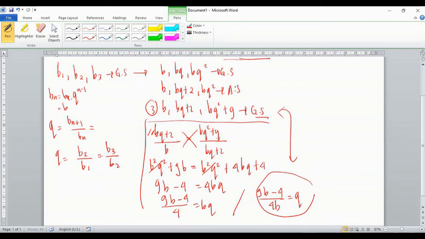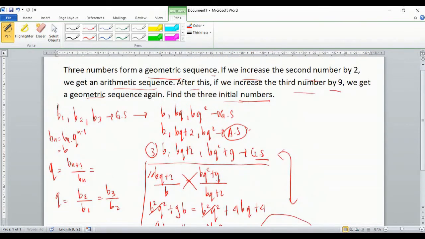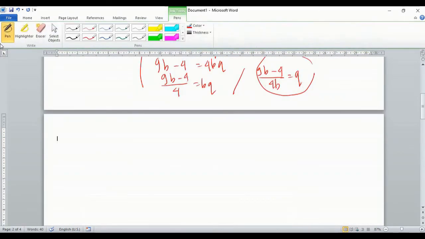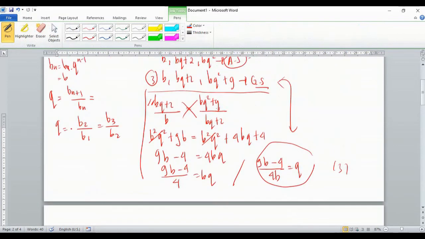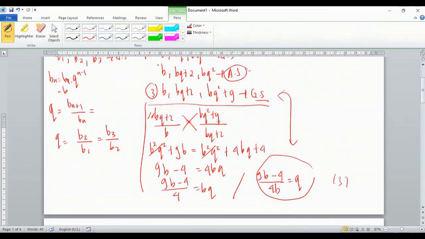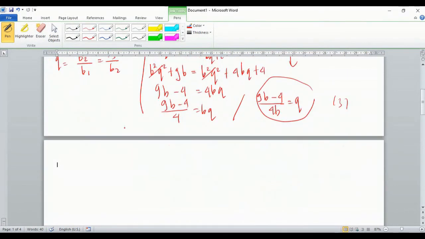Now we want to find the difference of the arithmetic sequence, which comes from the second equation. We already have the ratio from the third equation, so from here I want to find the difference. We use the second sequence. The difference is the second term minus the first term, equal to the third term minus the second term.